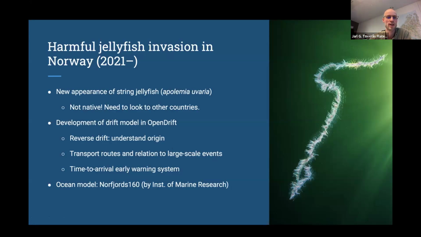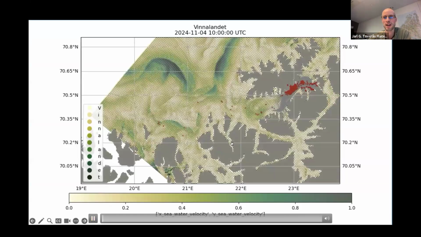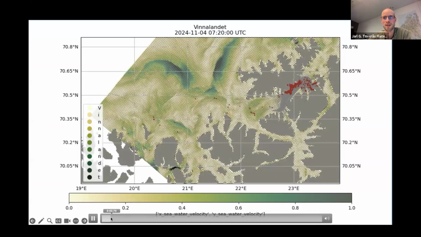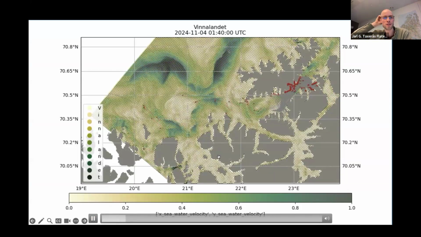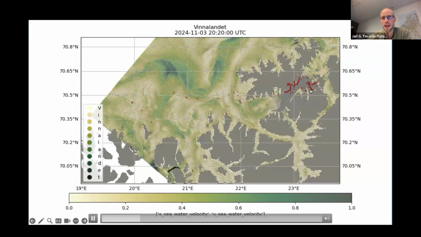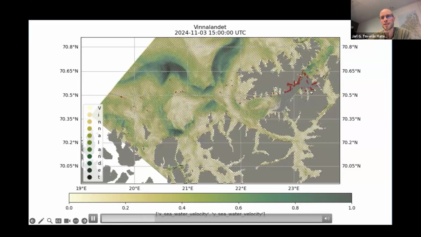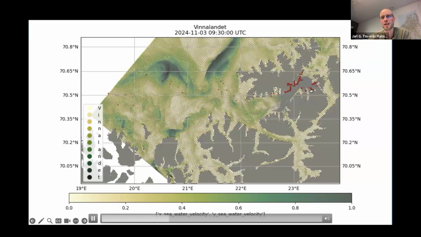And so I want to show you quickly a drift simulation we've done for a specific site in northern Norway that had a huge invasion of string jellyfish. This is based on a Nordkyst 160 model, which is a high-resolution ocean model. And we're doing reverse drifting here. So here is the site where my pointer is, to the right on the screen.